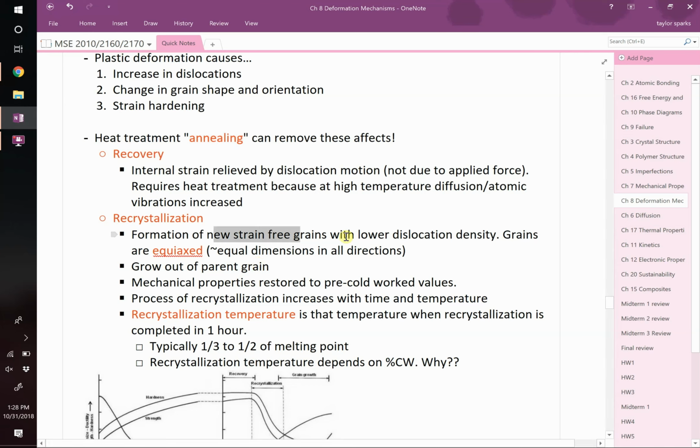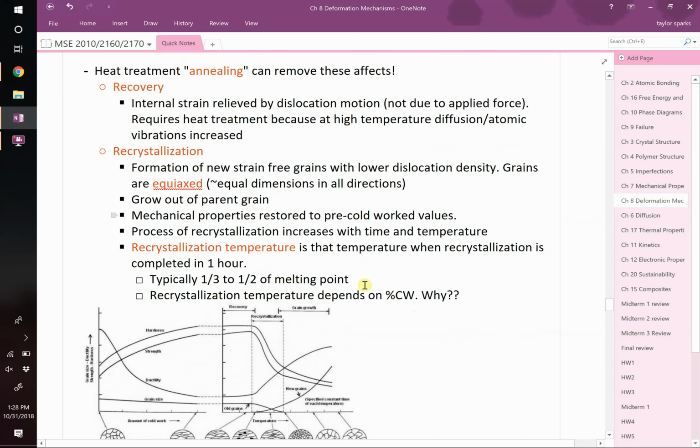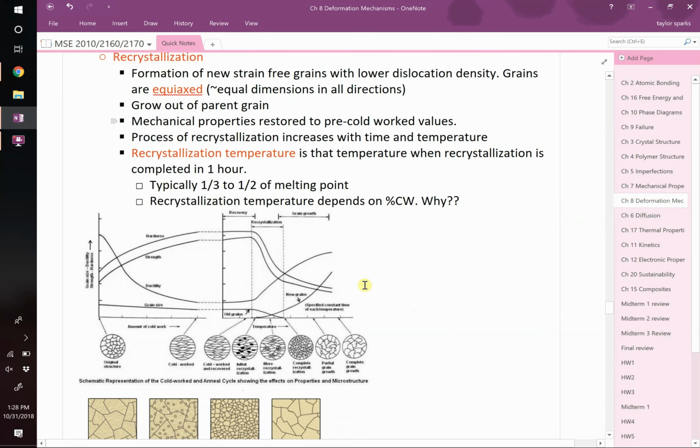They're going to grow with a much lower dislocation density, and they tend to be equiaxed, meaning circular, right? They're going to be spherical as opposed to sort of pancake-shaped, okay? And then if you keep on heating it up, you will get something called grain growth, where these grains continue to grow. We'll talk about that in a second.